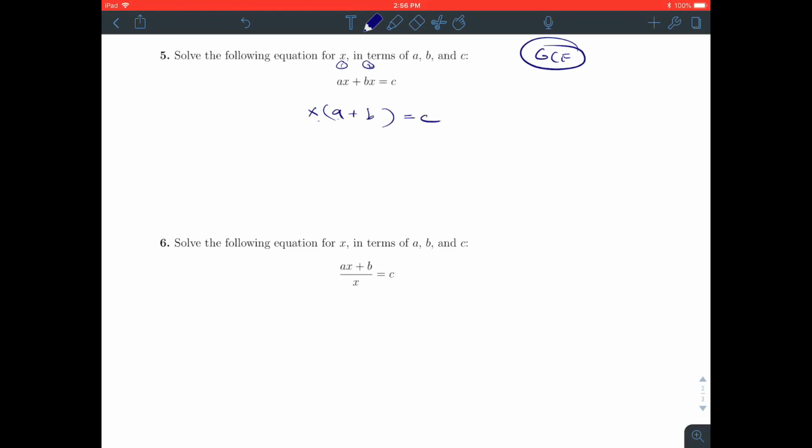And the benefit of this new equation is that we have a single x here, which means that we can isolate it using regular properties of algebra. So to get rid of multiplication by a plus b, we divide by a plus b on both sides. And because we have a single x, we're left with x equals c over a plus b.